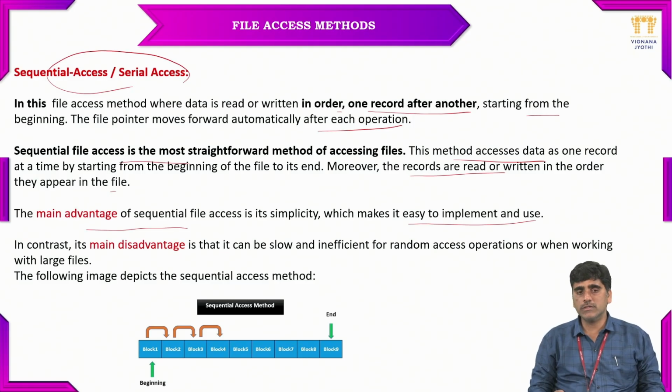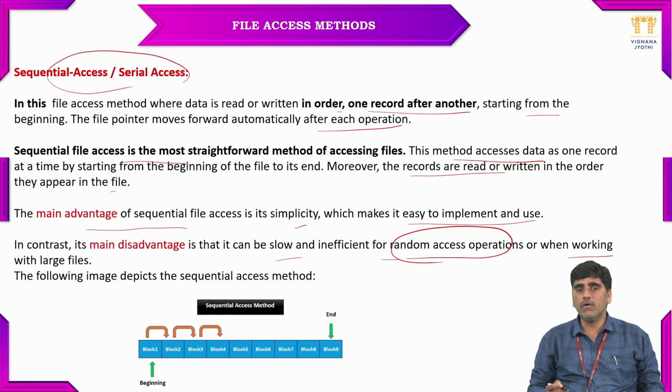The main advantage of this sequential access is what? Simplicity, which makes it easy to implement and use. In contrast, the main disadvantage, or rather the limitation, is that it can be slow and inefficient for random access operations. If you want to access a file randomly, it is not possible. We have to go through a series of actions, from one folder to another folder, till the file can be accessed. So when working with large files, it is impossible.